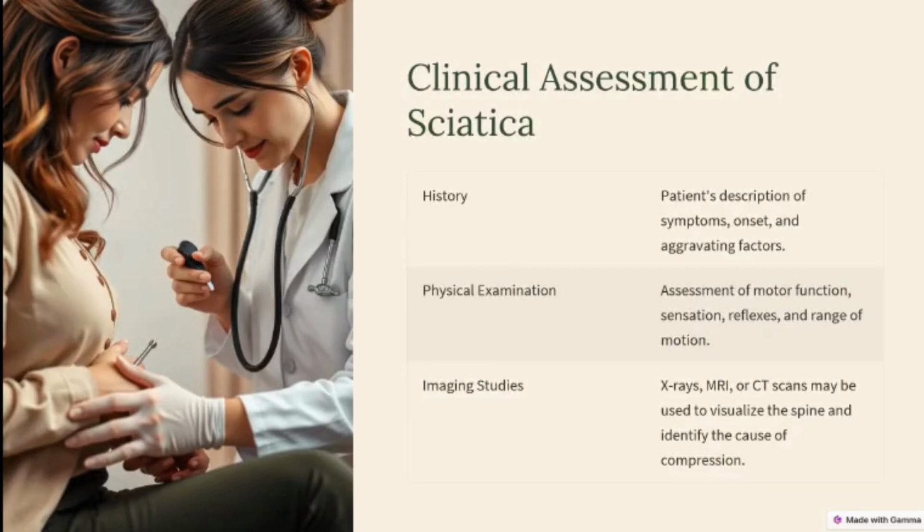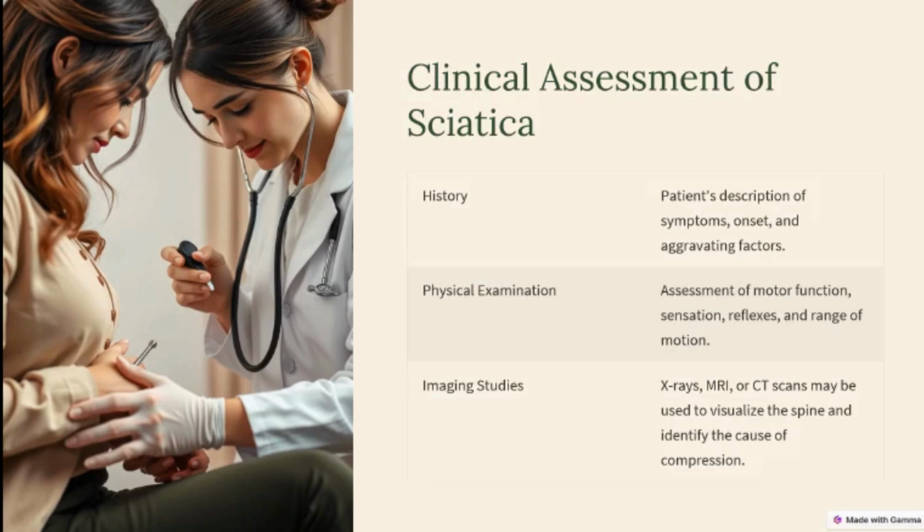Okay, very important, clinical assessment of sciatica. So when assessing sciatica, we perform a thorough physical examination and review the medical history. So, the straight leg raise, SLR test: lifting the leg while the patient is lying flat may reproduce the pain. Then we can do the slump test.